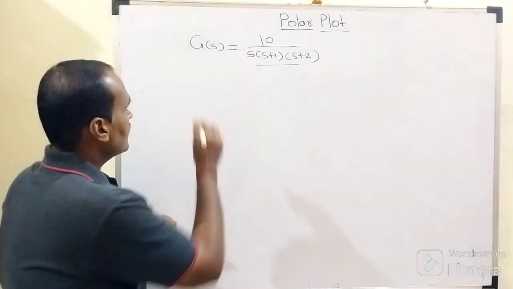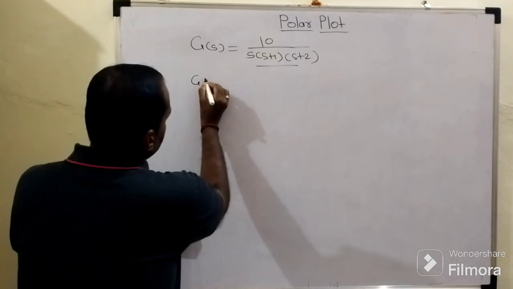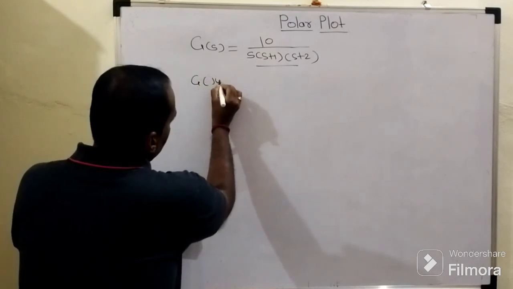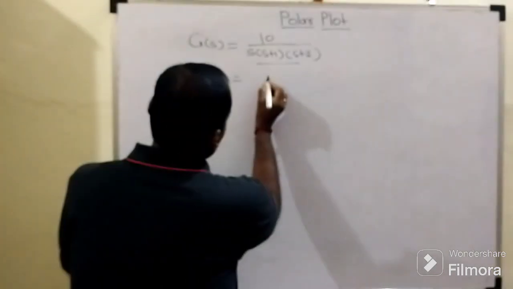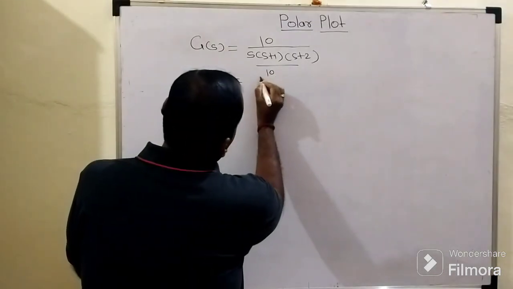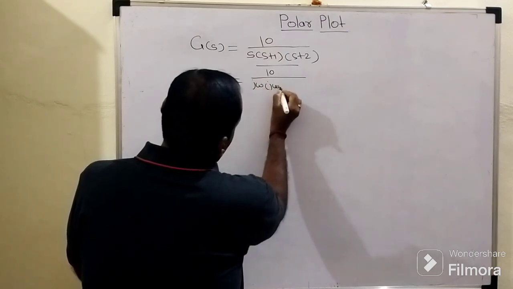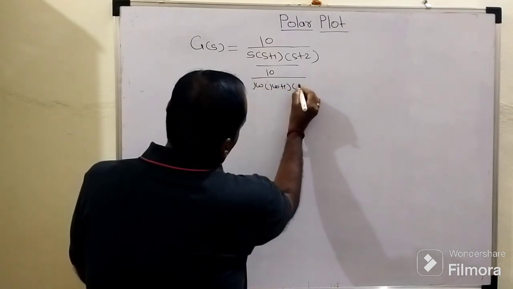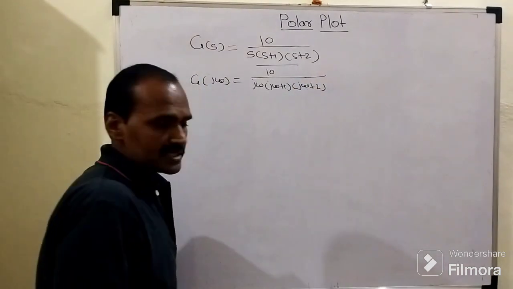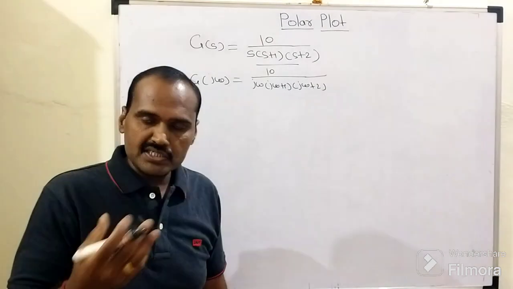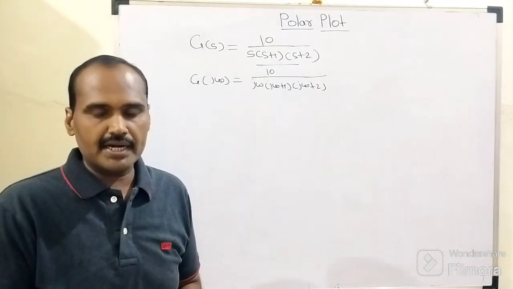For that purpose, wherever we have the term s, it is replaced with j omega. So our open loop transfer function will become G of j omega equals 10 upon j omega times (j omega plus 1) followed by (j omega plus 2). This is how our open loop transfer function looks in the frequency domain representation.